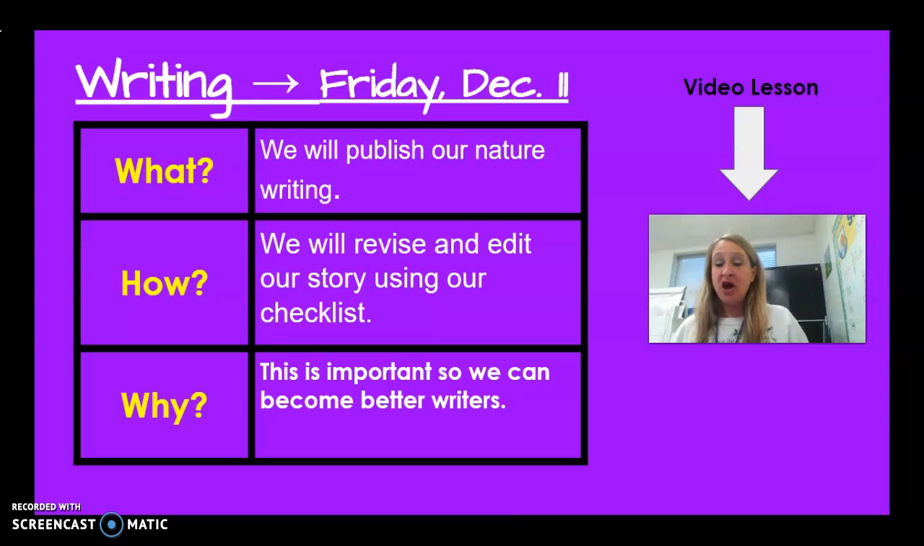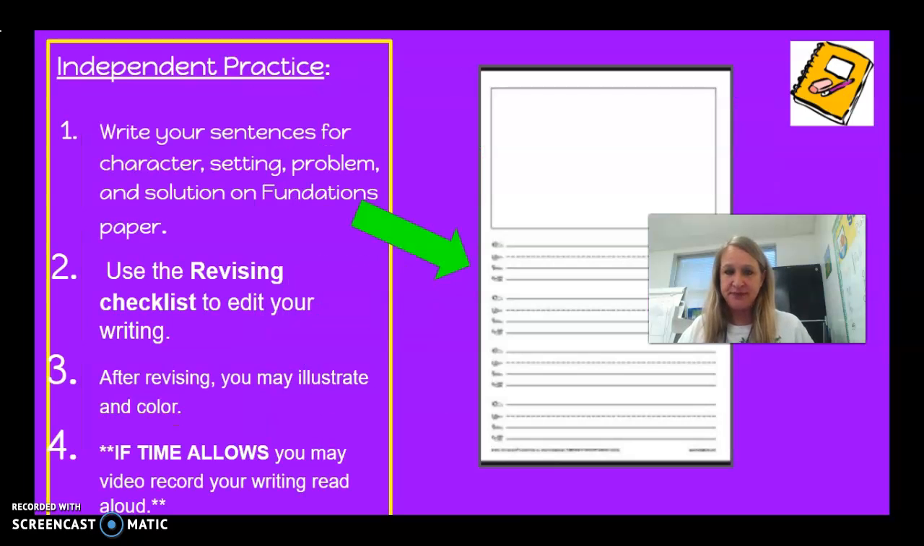Today we will publish our nature writing. We will revise our stories and edit our story using our checklist. This is important so that we can become better writers.